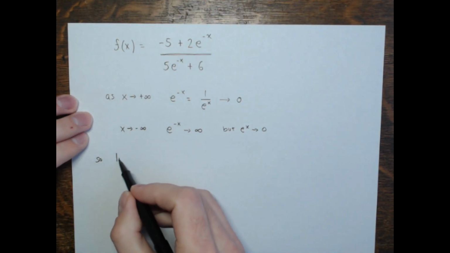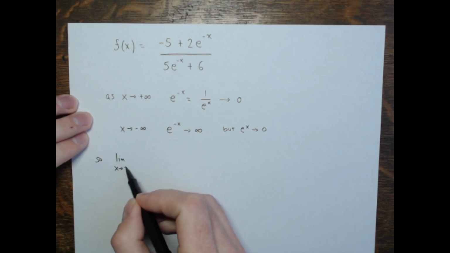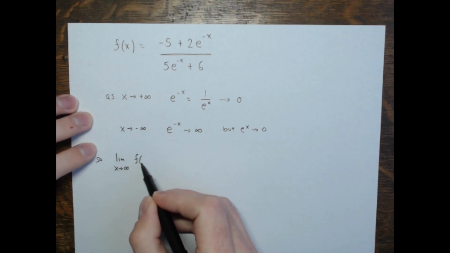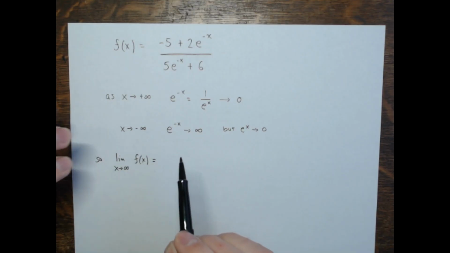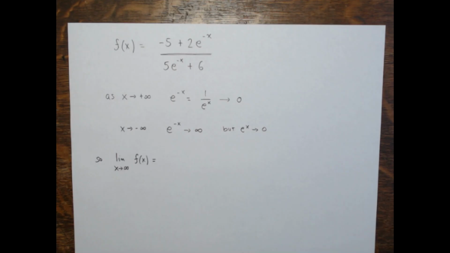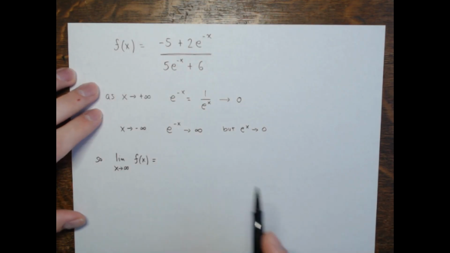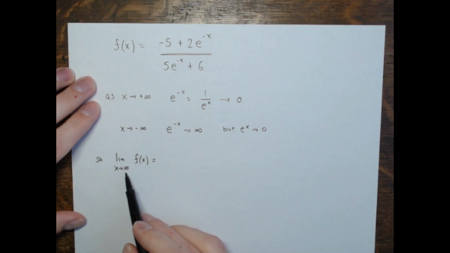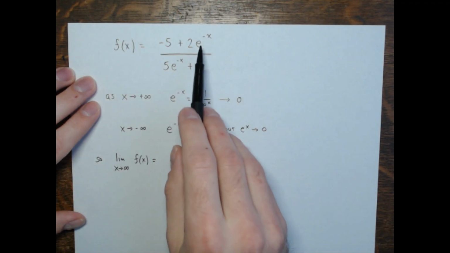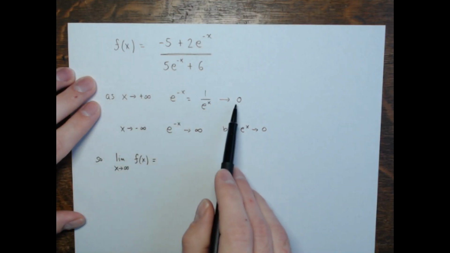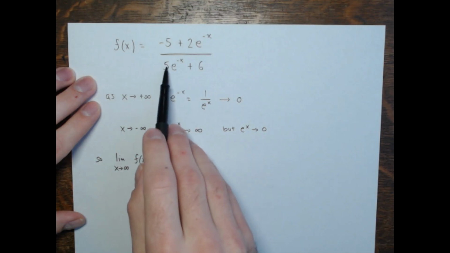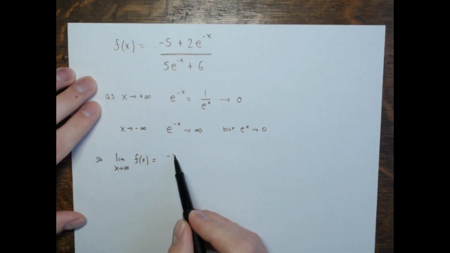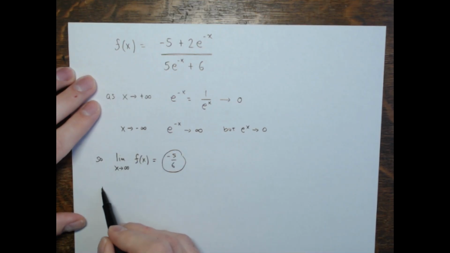So the limit as x approaches infinity of this function. As x approaches infinity, again, these e to the negative x, as we saw, will go to 0. All right. So this would go to 0, this would go to 0. So we end up with negative 5/6 for the right side limit.